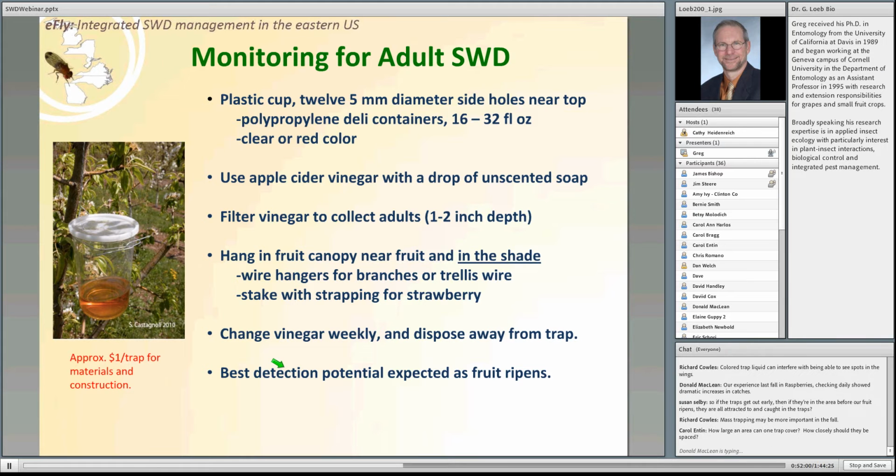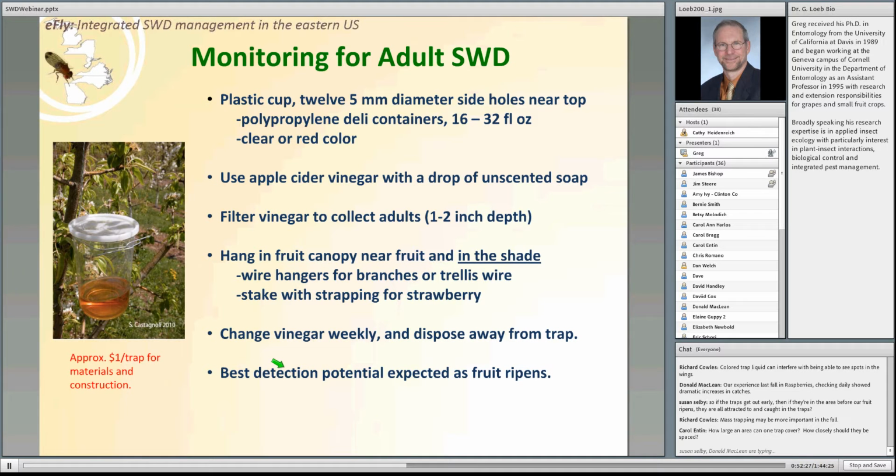I know with strawberry sap beetle, we sort of see that if we put out bread dough in a strawberry field before we have ripe strawberries, we'll catch a lot of sap beetle. But as soon as the strawberries ripen, we stop catching them to nearly the extent that we do before there's ripe strawberry fruit. And I think possibly the same principle would occur here for spotted wing.